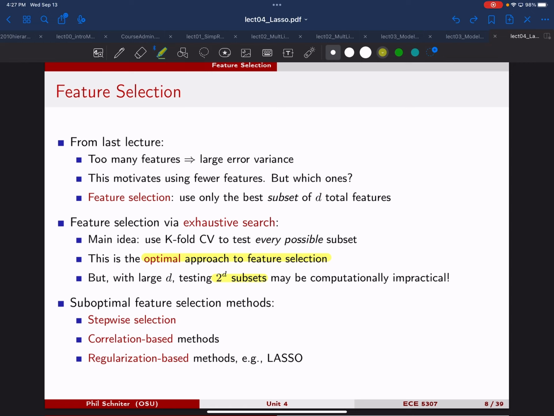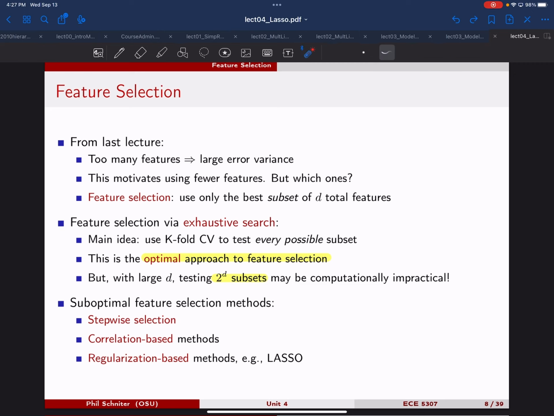In fact, for most practical values of d, you can't even do it because 2 to the power d is just too large. So you can use it on toy problems, but in practice, you don't really see it used very often. So in practice, you have other methods which are a lot more computationally friendly for larger d. And we'll go through each of these.